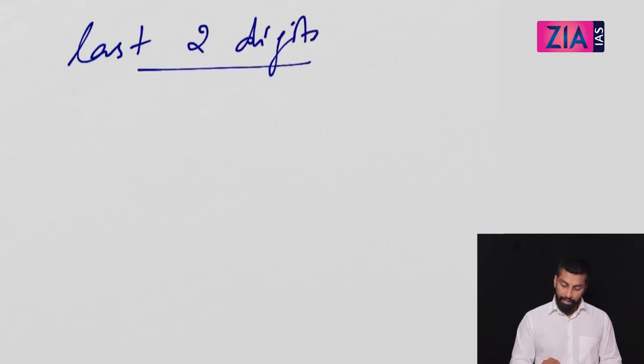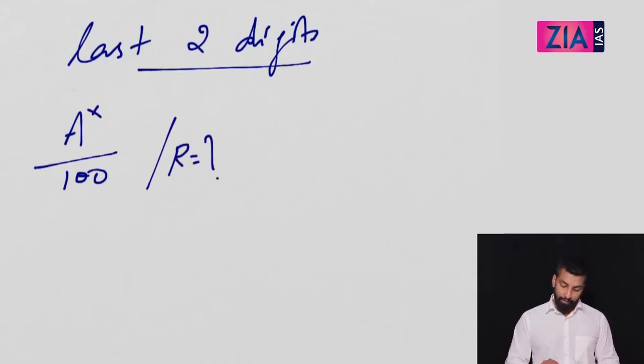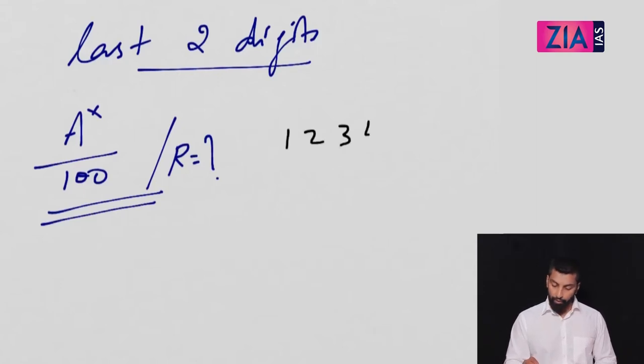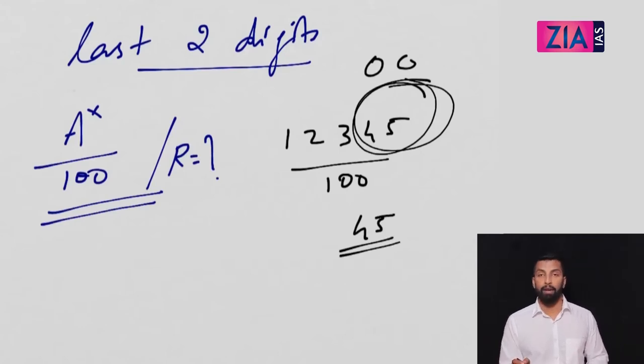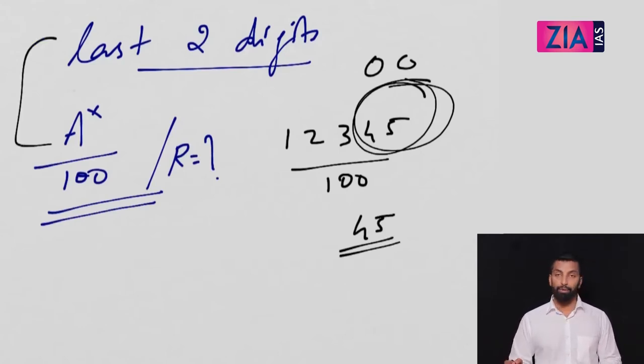Now in this video we are going to discuss the last 2 digits. You will get questions like a raised to x divided by 100, what is the remainder? Effectively I am asking for the last 2 digits. Why? If you have a number 12345 divided by 100, what is the remainder? The last 2 digits are the remainder, because the rest has to be 0, and 45 is extra. That's your remainder. So last 2 digits means remainder when divided by 100. In these two ways I can ask you this question.